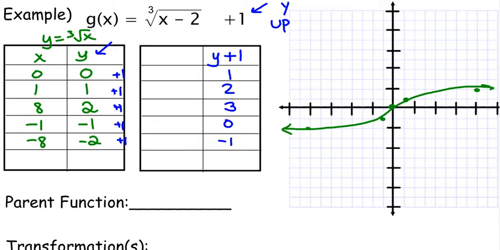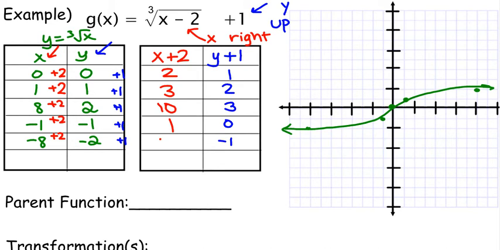All right, now let's go inside the cube root. That's a -2, so you have to think opposite. That's going to shift it to the right 2 units. So in order for us to go to the right 2 units, we have to add 2 to all of our x values. We're going to take that original x ordered pairs and add 2. So 0 plus 2 is 2. 1 plus 2 is 3. 8 plus 2 is 10. Negative 1 plus 2 is 1. Negative 8 plus 2 is negative 6.